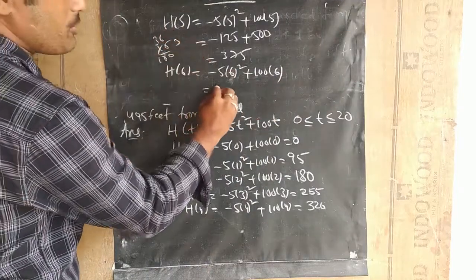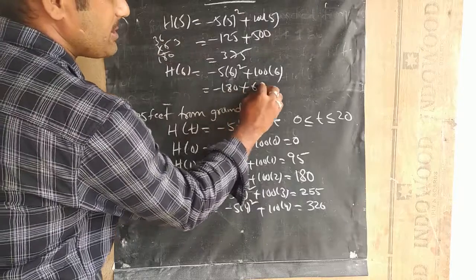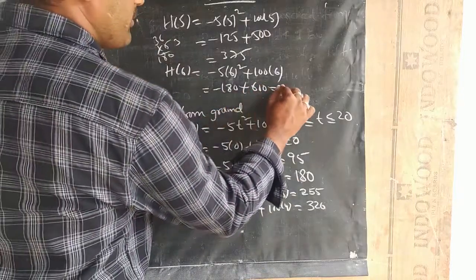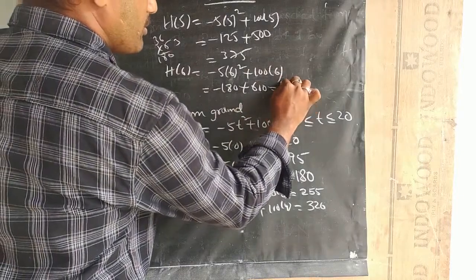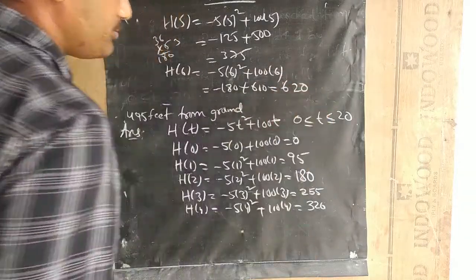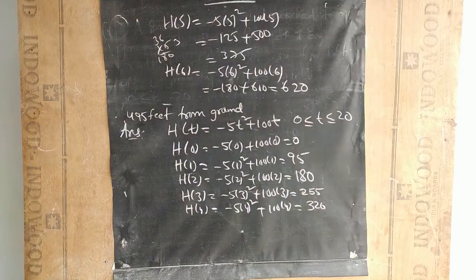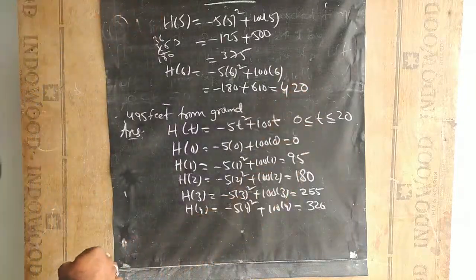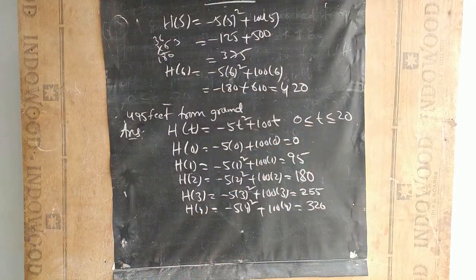18, 180. So minus 180 plus 600. So we are going to get 620. Sorry, 420.